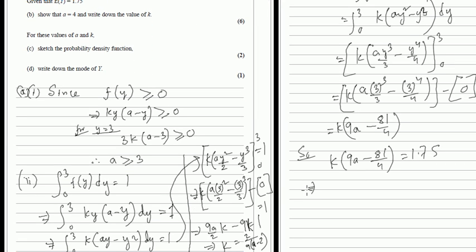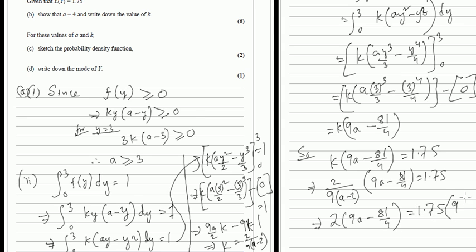From here we can put the value of k. The expression for k can be put as 2/(9a − 18), so (2/(9a − 18))(9a − 81/4) equals 1.75. We can just cross multiply, it would be 2(9a − 81/4) equals 1.75 into (9a − 18). We can multiply and solve this. By putting these values equal, we can calculate that a equals 4, and by putting a equals 4, k equals 1/9.